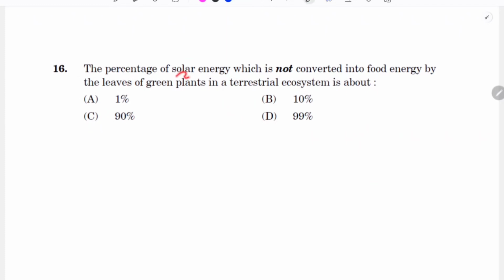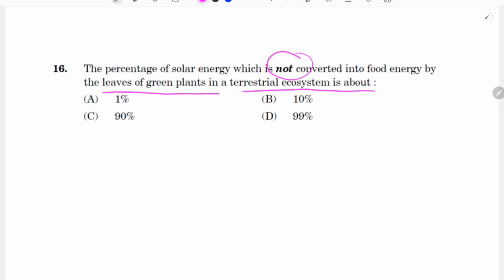The percentage of solar energy which is not converted into food energy. You have to remember that it is given here not converted into food energy by the leaves of green plants in a terrestrial ecosystem is about.